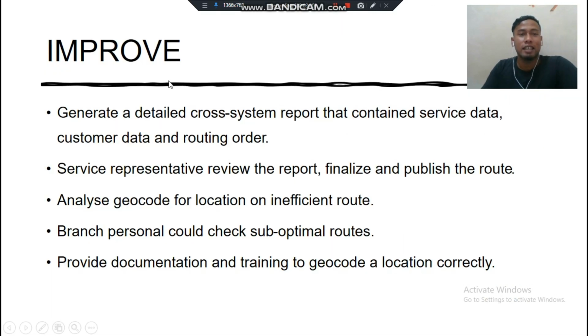Okay, next is the improve phase. Generate a detailed cross-system report that contains service data, customer data, and routing order. The service representative reviews the report, finalizes and publishes the route. Analyze geocodes for locations of inefficient routes. Branch personnel could check suboptimal routes, and provide documentation and training to geocode a location correctly.